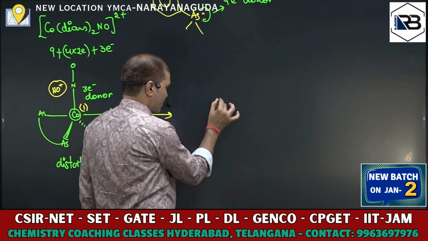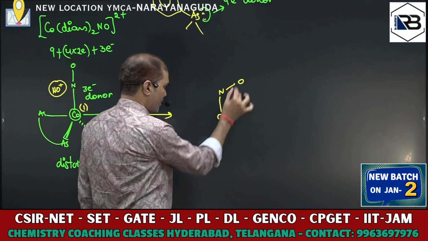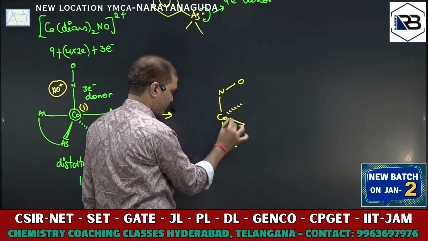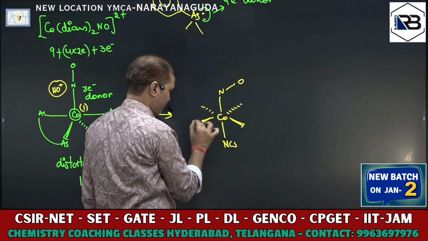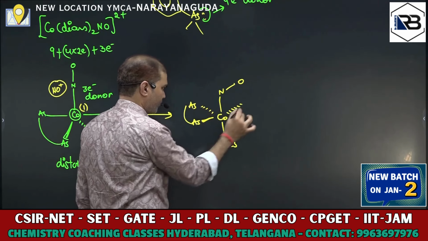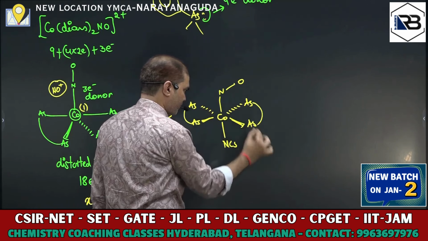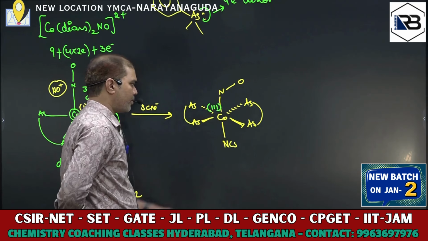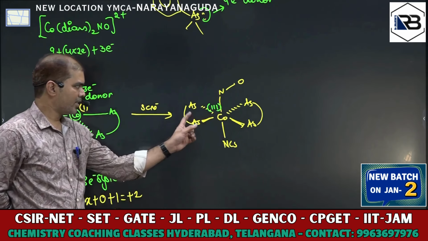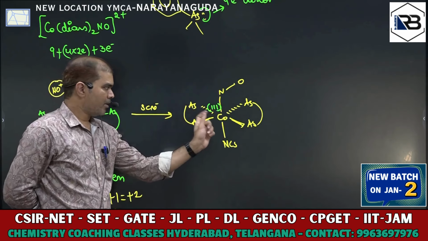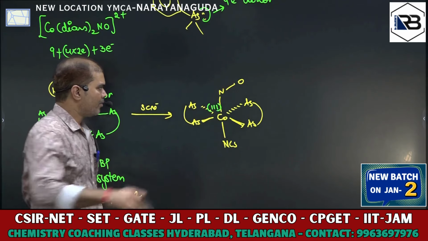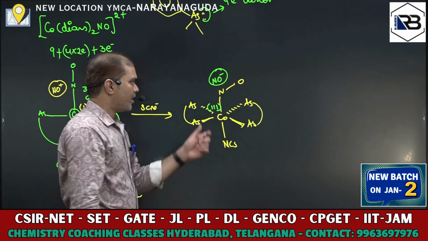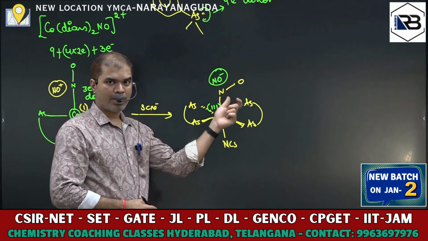So I am just writing it. Nitrosyl is now bent. This is thiocyanate, and this is the diarsine. Now if I look at the oxidation state, cobalt is found to be in +3 oxidation state. Why is it converted into +3 oxidation state? The reason is nitrosyl is now bent. Once nitrosyl is bent, we take it as NO minus. Bent nitrosyl is taken as NO minus in the oxidation state method.